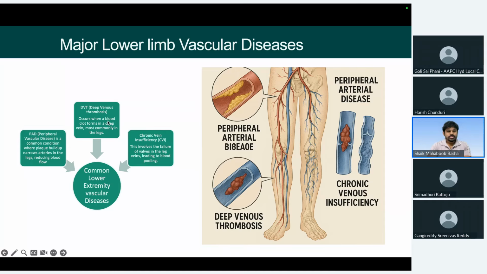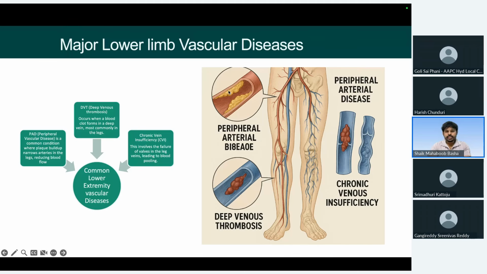And deep vein thrombosis. Deep venous thrombosis, also considered as DVT, occurs when a blood clot forms in a deep vein, most commonly in the legs. So this DVT we can see in the lower extremity. Coming to chronic vein insufficiency, this involves the failure of valves in the leg veins, which leads to blood pooling. The disorders may be different, but the main problem of these disorders is to obstruct the proper blood supply to the lower extremity tissues.